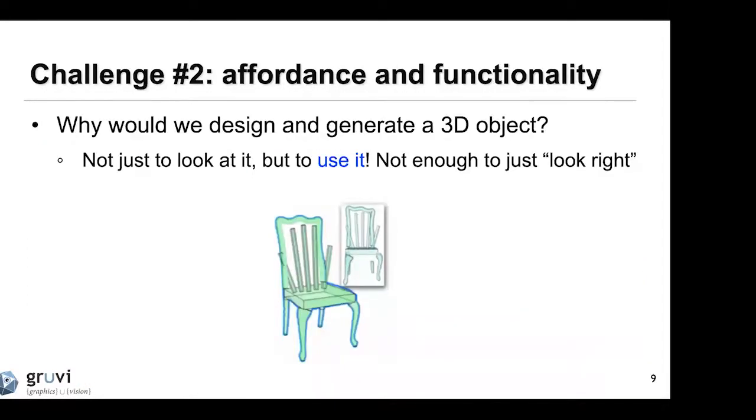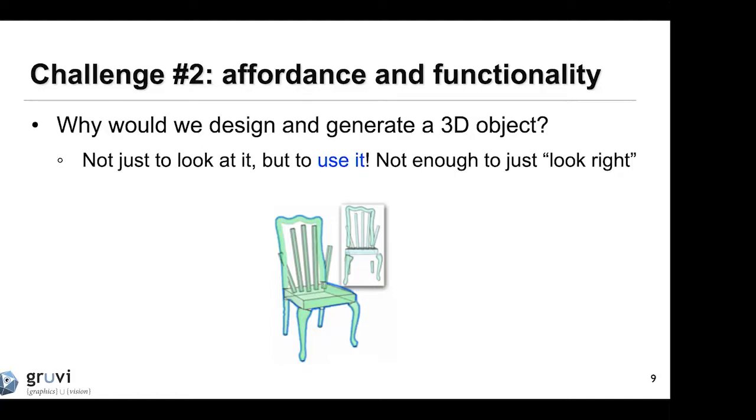And the second challenge may be something that not everyone is aware of. I will call it the affordance and functionality challenge. So let's ask ourselves, why would we want to design and generate a 3D object? I would say certainly not just to look at it. So we design something, either a 3D object or a 3D environment. I believe the purpose is actually to use it.